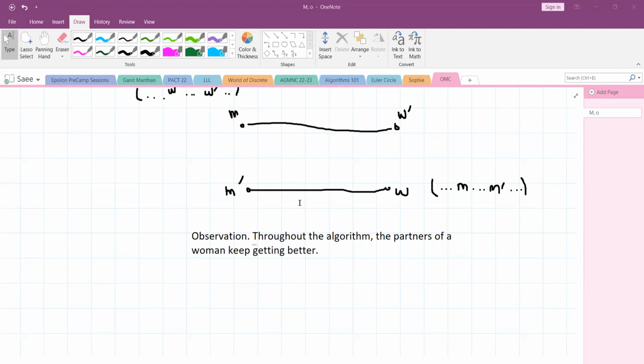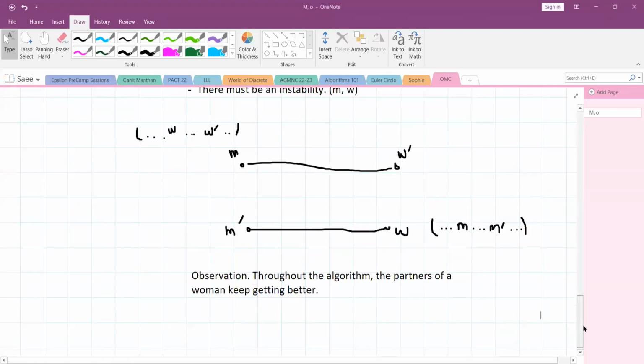Exactly. I couldn't have said it better myself. So W only rejects somebody if she likes her new proposal better. So if W does change partners, then they only keep on getting better and better. Okay, so we're going to use this observation.